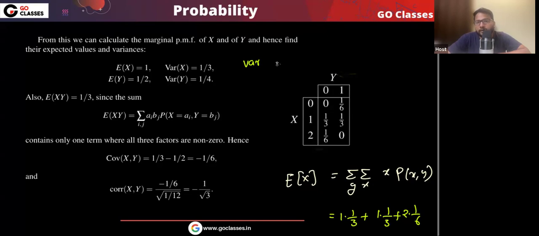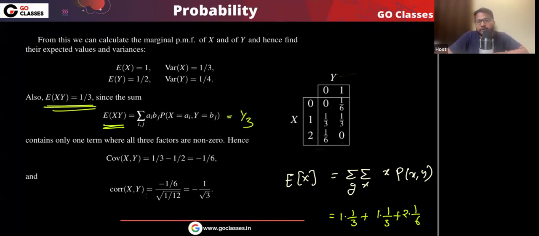You need to calculate the expectation of X square also. If you calculate the expectation of X square, then you can calculate the variance. Once you calculate these quantities, this expectation of XY, you can calculate the covariance using expectation of XY minus expectation of X into expectation of Y. Let's suppose it comes out to be 1 by 3.